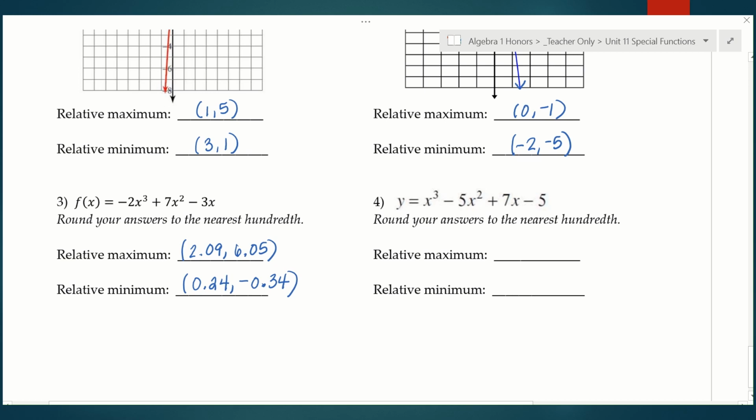What I'd like you to do now is pause the video, go ahead and try number 4, and when you think you have both your relative max and mins, you can come back, press play, and we'll see if you got them right. All right, if you found your correct relative max and mins, these are the answers you should have gotten. And actually, I didn't follow my own rule of rounding to the nearest hundredth. I'm going to take that back. I'm going to say 2.33. That's to the nearest hundredth.